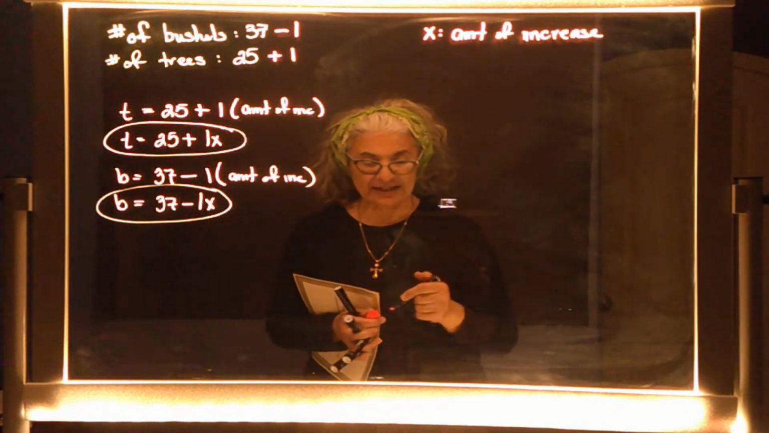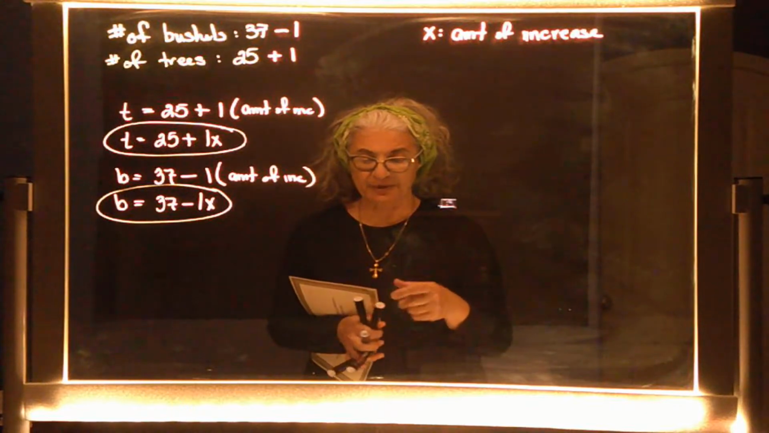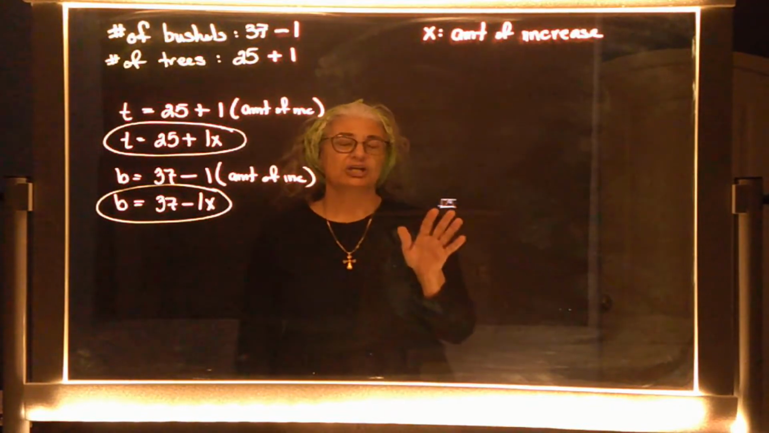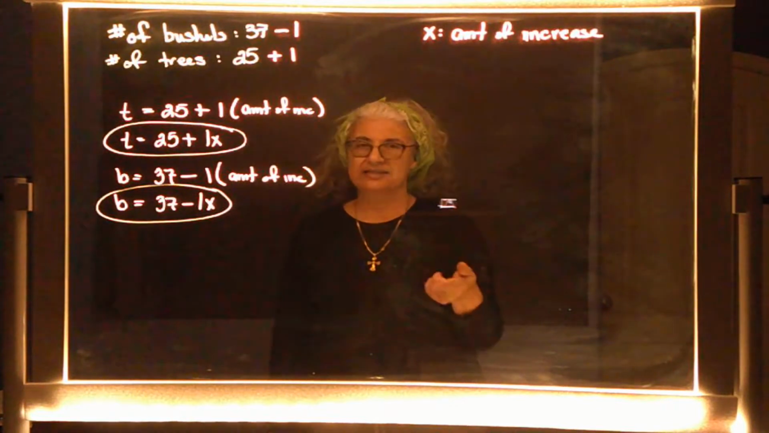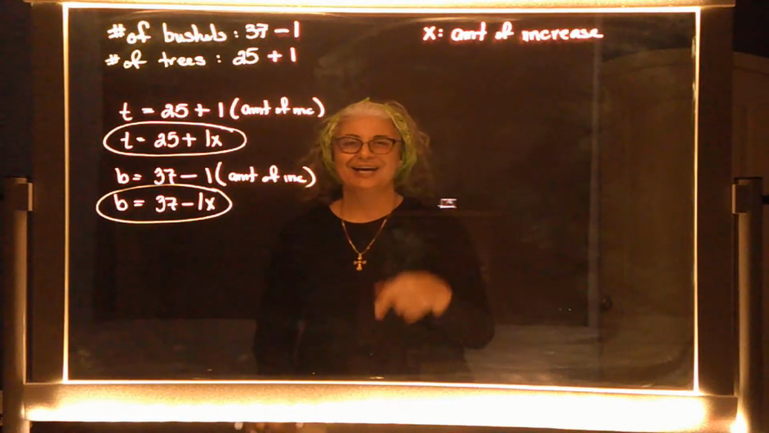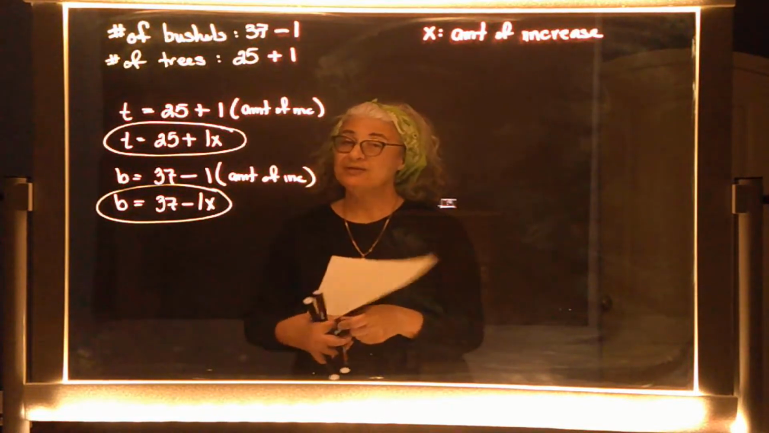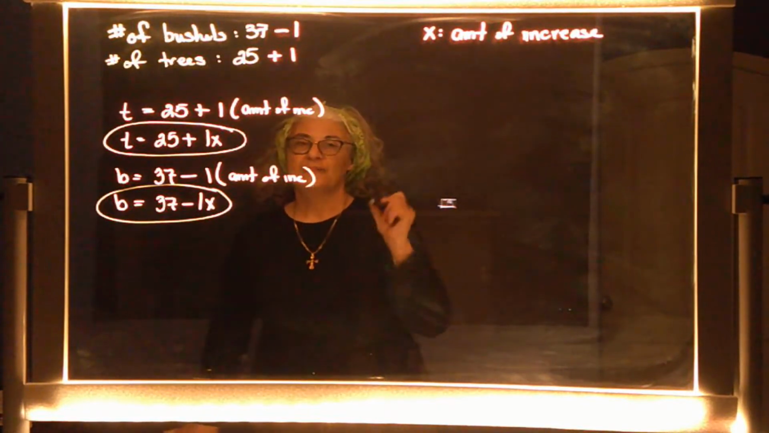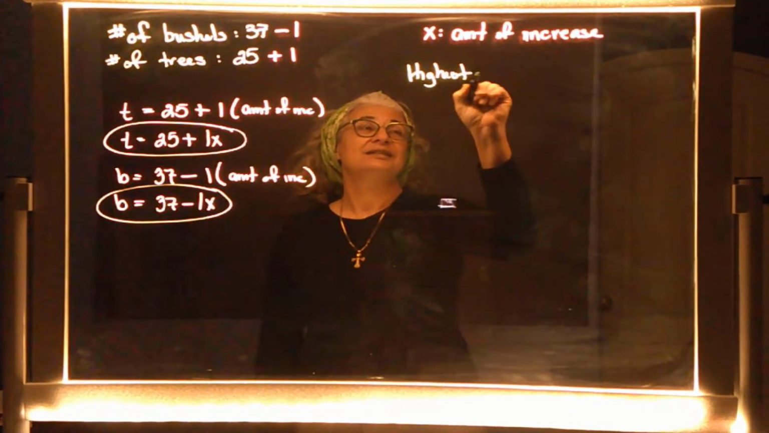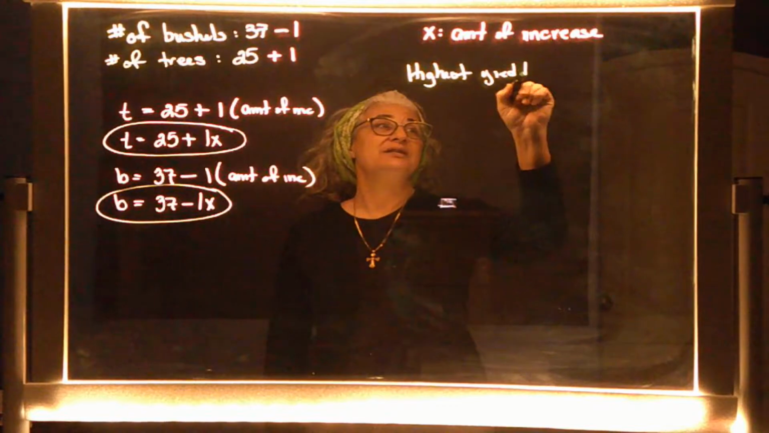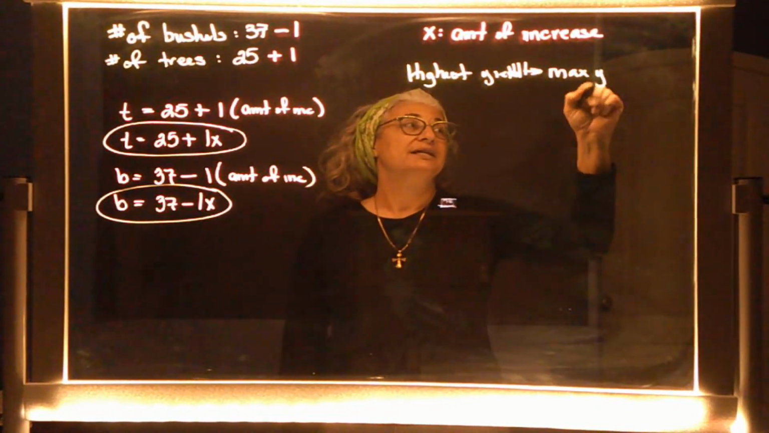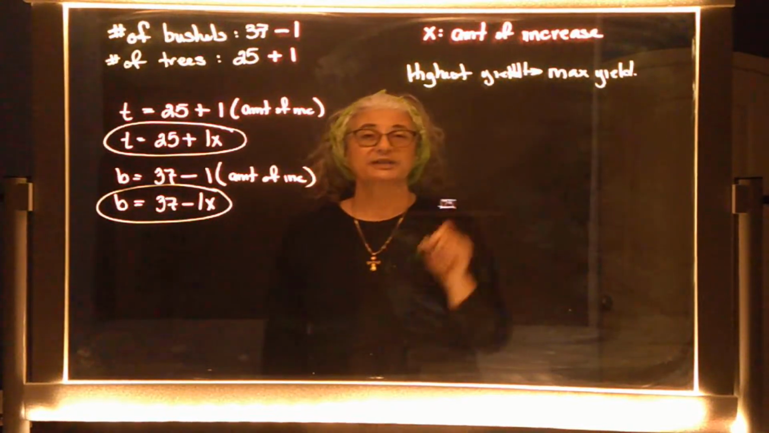So let's see. Their question is, how many trees should be planted on the acre to get the highest yield? All right, so highest yield. Give me another word for highest. Yeah, maximum. So they're being quite sneaky here. They want the highest yield, which means they want the maximum yield, right?